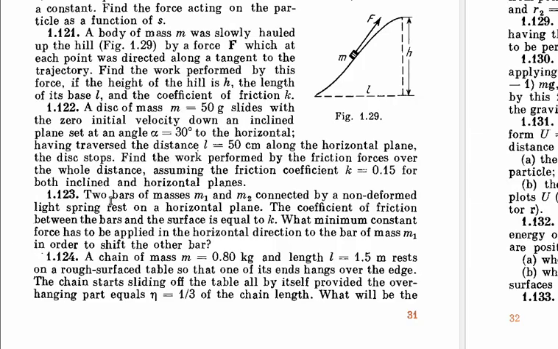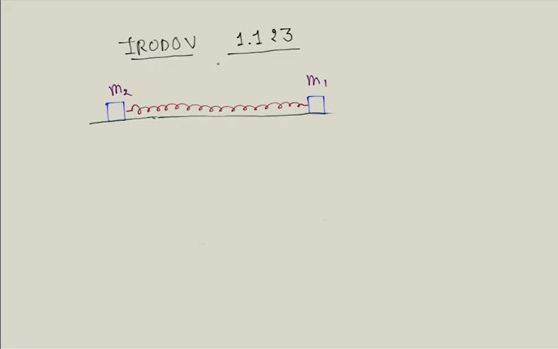The problem says that two bars of masses m1 and m2 connected by a non-deformed light spring rest on a horizontal plane. The coefficient of friction between the bars and the surface is equal to k. What minimum constant force has to be applied in the horizontal direction to the bar of mass m1 in order to shift the other bar? Let's try to solve it.